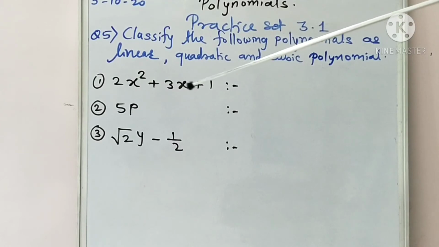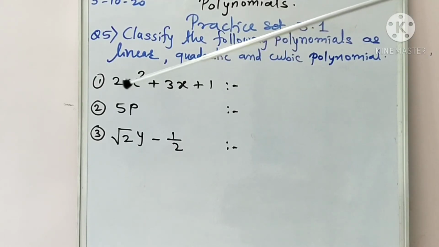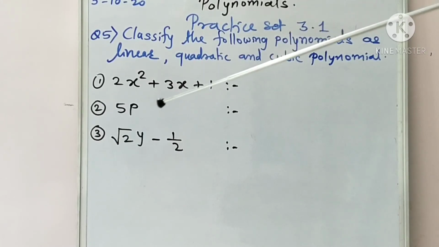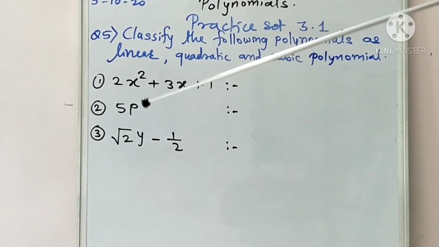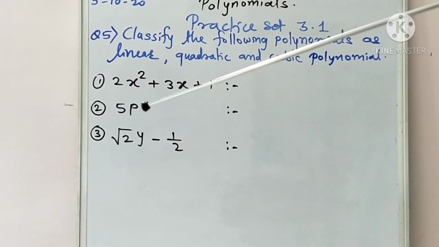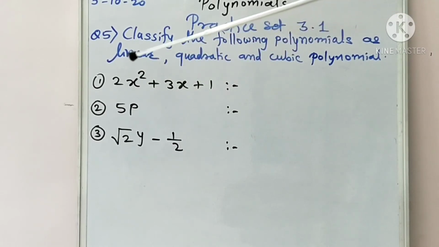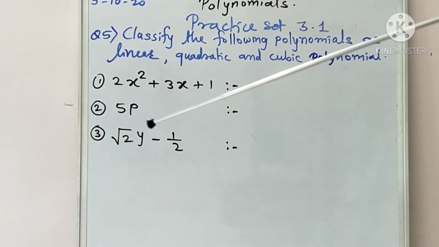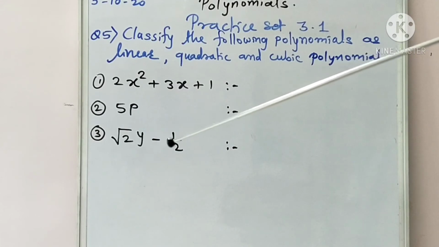So in the first example, what we notice here, students, is that the degree of this polynomial is what? Yes, it's 2. The highest power is 2, which means the given polynomial is what? Quadratic polynomial. Understood? Second one, the highest power of this term is what? 1. Okay, means the degree of this polynomial is 1, and hence the second example is a linear polynomial. And similarly for the third one, here also the degree of the given polynomial is 1, so it's a linear polynomial.